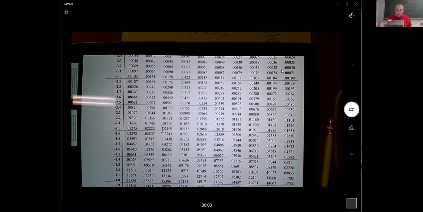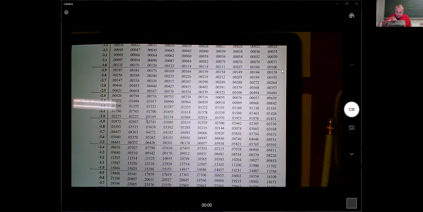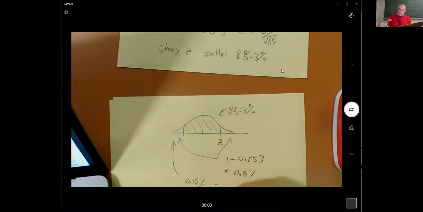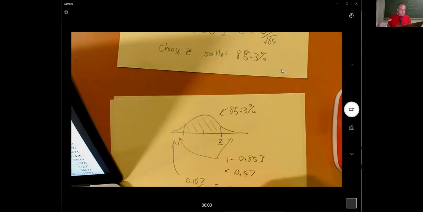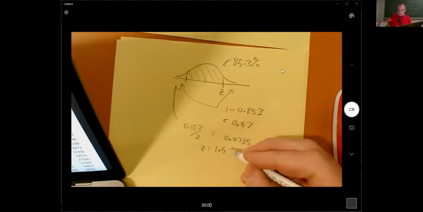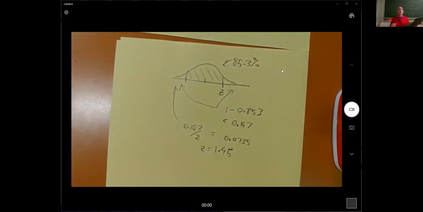Oh no, that's an O, sorry, wrong. I was looking at, there's a 17, 0735. There it is, right there, 0735. And so it's minus 1.45. It's 1.45 according to the table.